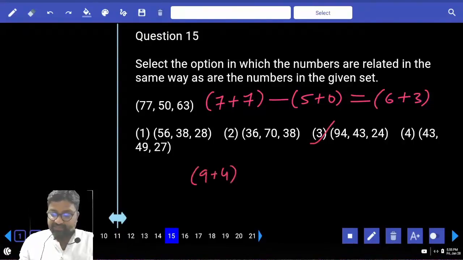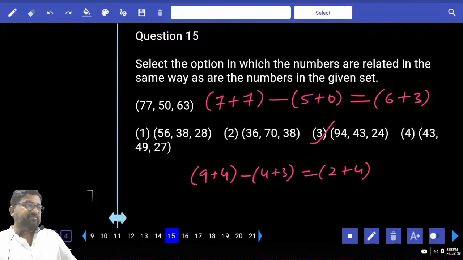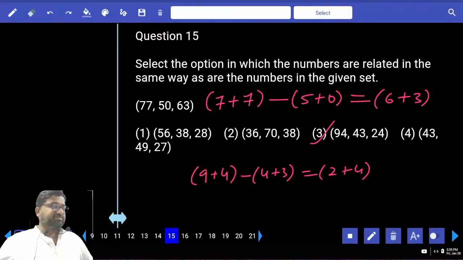9 plus 4, 13. 4 plus 3. 13 minus 7 is what? 13 minus 7 is 6. Is this clear?